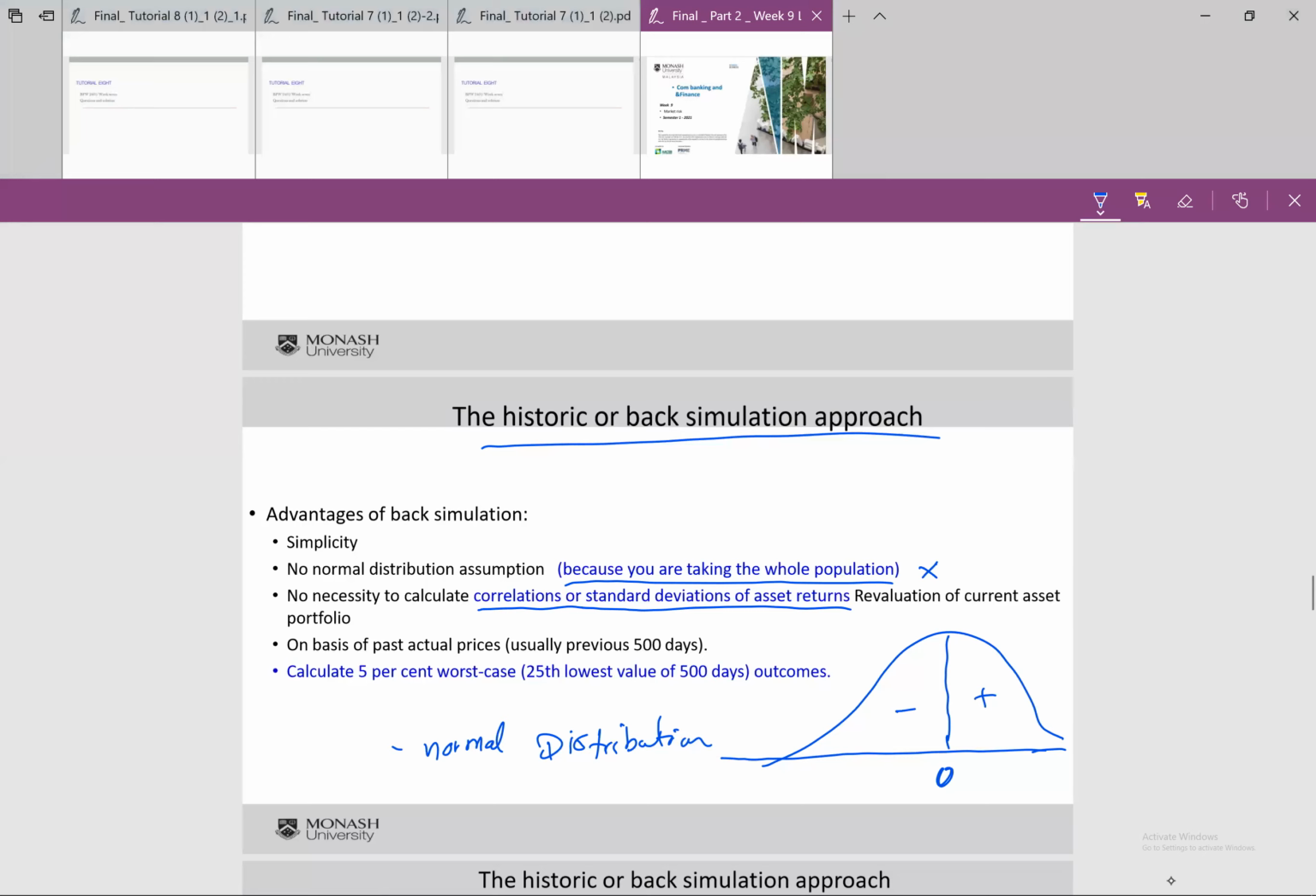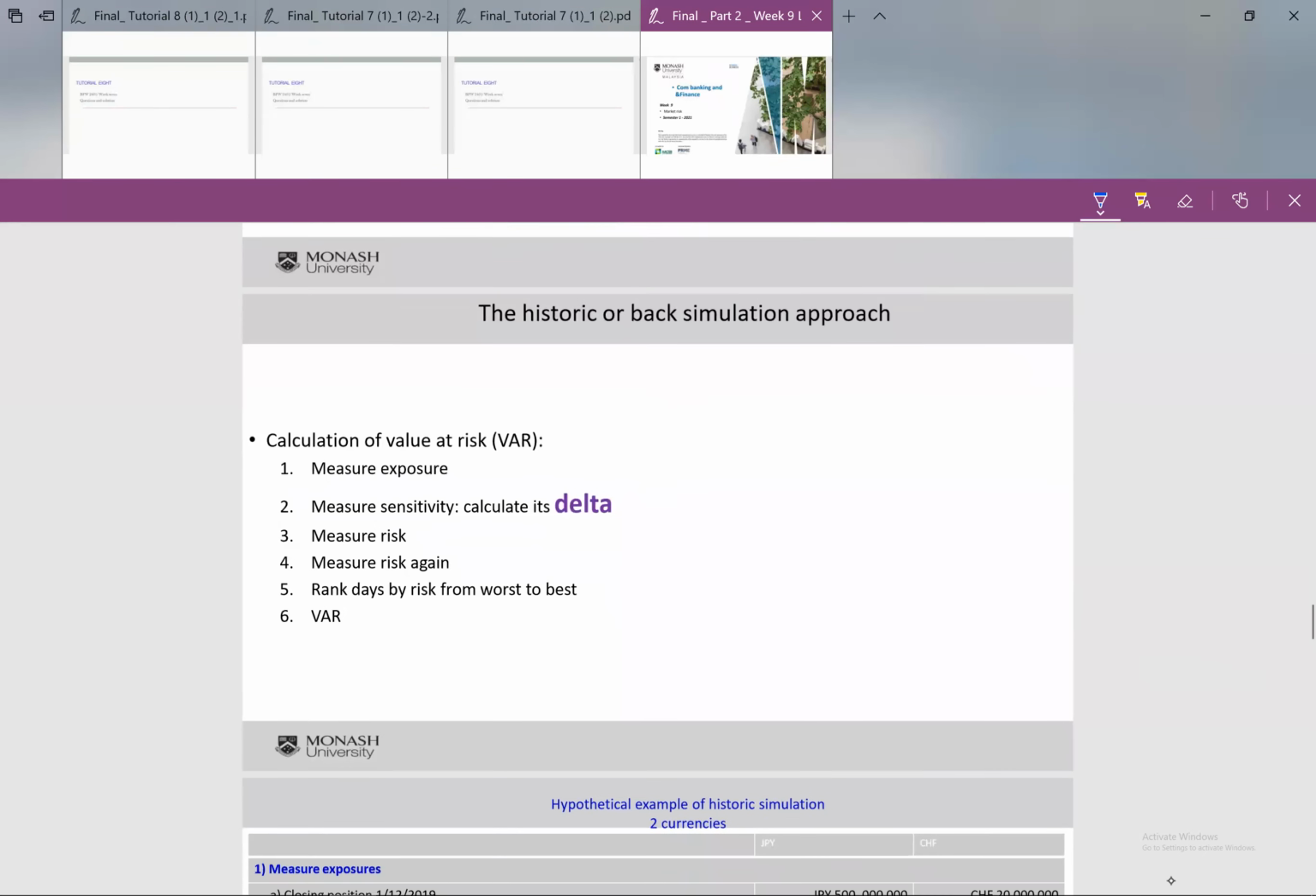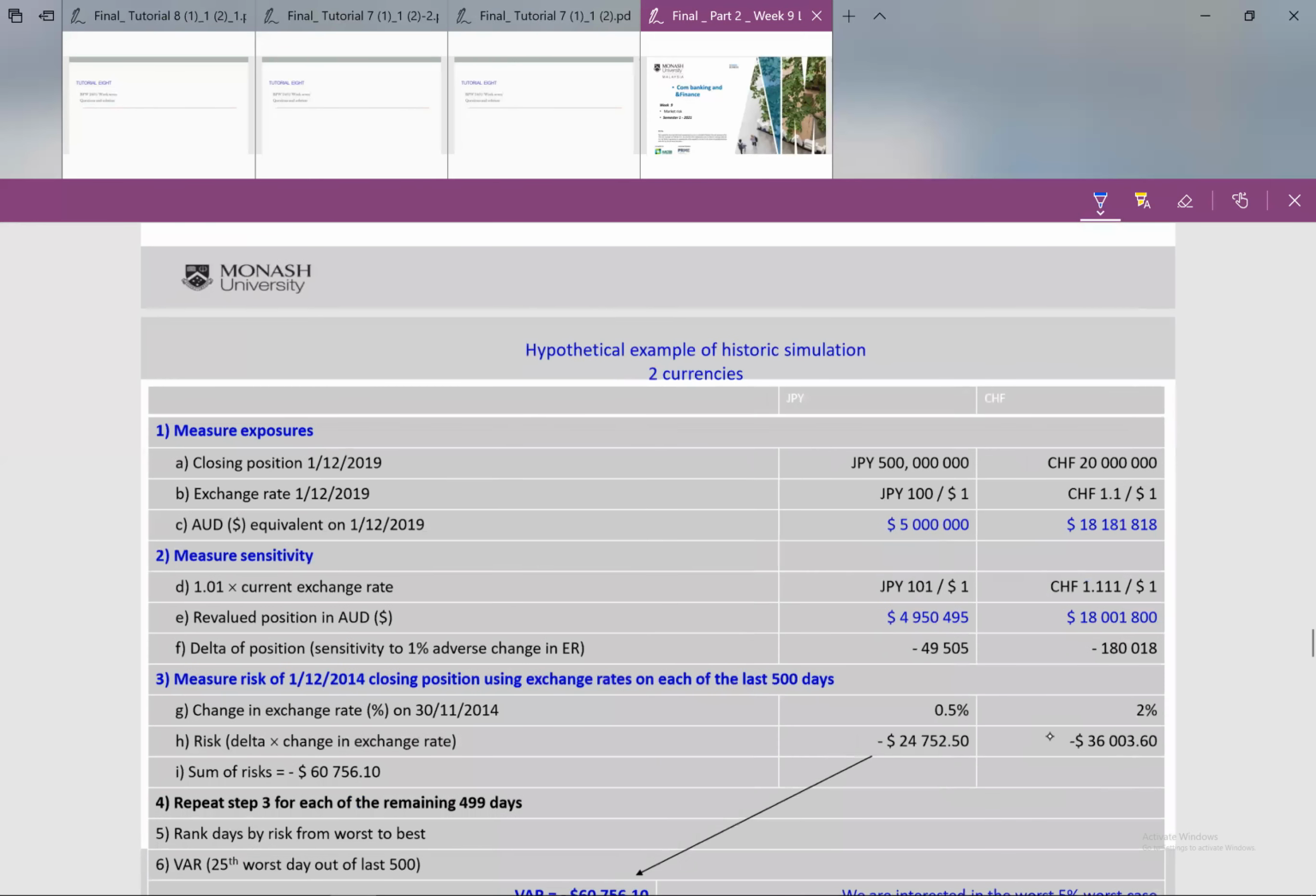So what we do now is we go to the historic. Now the historic looks like this. This is an example of foreign exchange, but you can have it for anything. This is my investment in foreign exchange. This is Japanese yen, and this is Swiss franc. Now the price of the Japanese yen to the Australian dollar is 100 to one, which is 500. On this one it is 101 today, which is 18,111.81. Now we study the sensitivity.